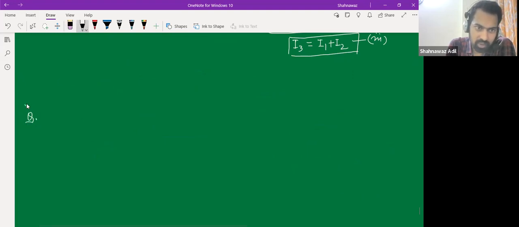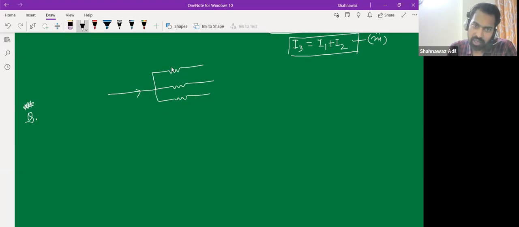A very important question. The question is about symmetry. Whenever we have some kind of symmetry, then equal amounts would be divided. Let's say that one current is passing and we have three resistors in parallel, and they have the same resistance. So the current would be equally divided, right?